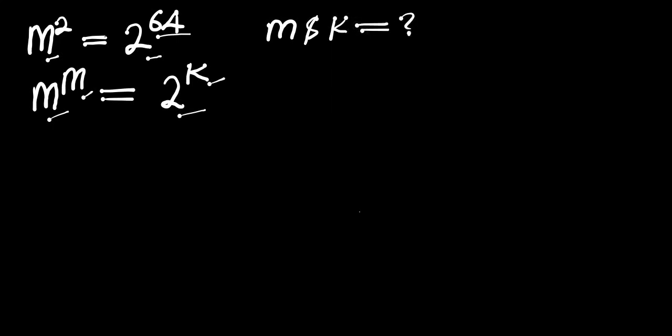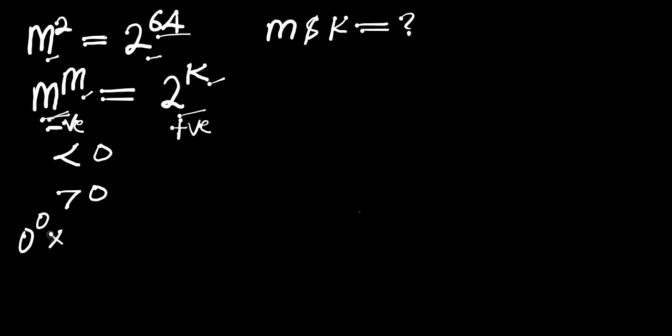Also, remember that the value of m should never be less than 0, because if we have a value of m that is less than 0, that means we are going to have a negative value here, while this is a positive value, and that is not right. Also, the value of m should not be equal to 0, because if m is 0, that means we are going to have 0^0 right here, and that is not right as well. So those are the two conditions that we need to take into consideration.